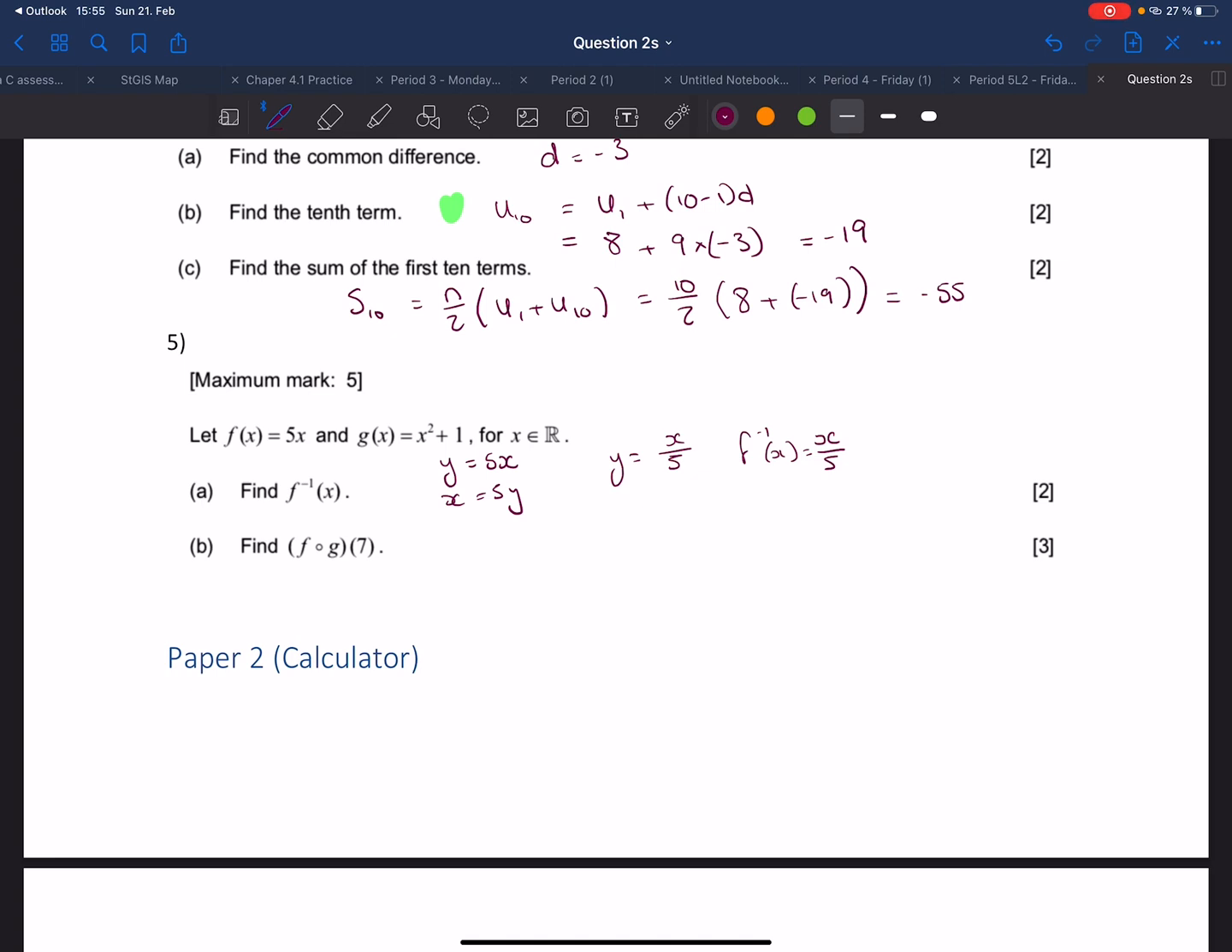That's totally fine. The next question asks us to find f composed with g of 7. So that's like g of 7 inside f of x. So first we'll do g of 7, which is 7 squared plus 1. 7 squared plus 1 is 50. And then f of 50 is 5 times 50, which is 250.